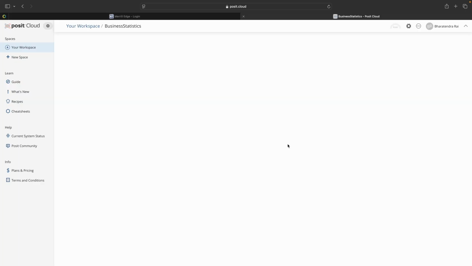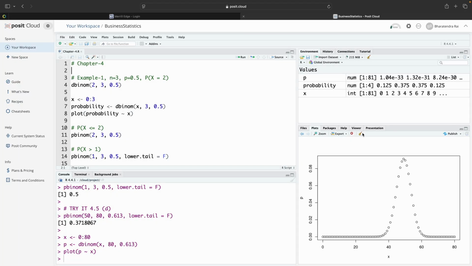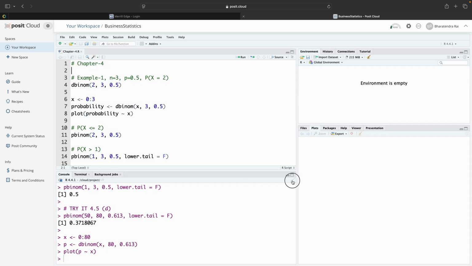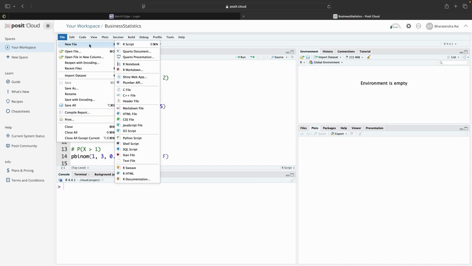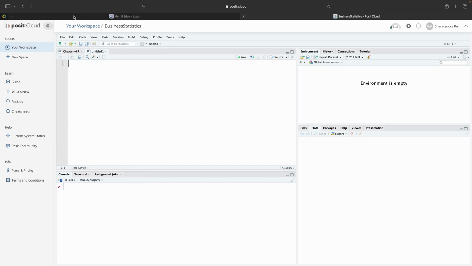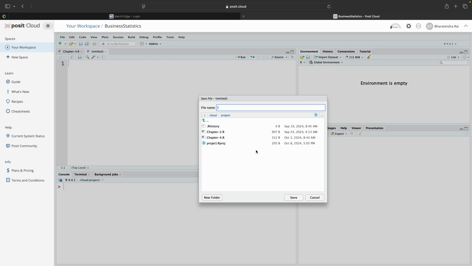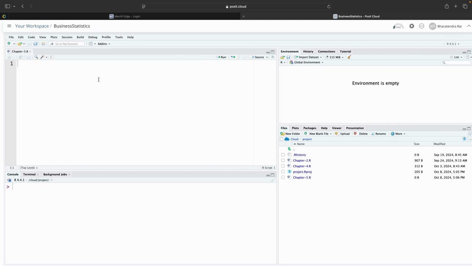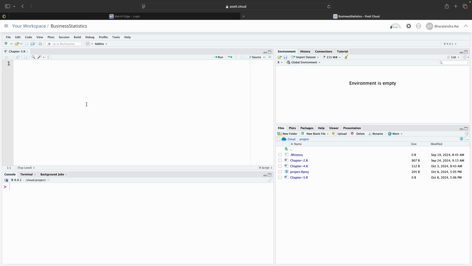In Posit Cloud, I'm going to clean this up. Going to File, I will open a new file, and then I will save this as chapter 5, just like I have saved chapters 2 and 4. Once you do that, you'll see that chapter 5 is now available under Files. Whatever you do now will automatically get saved from time to time. So this is going to be chapter number 5.